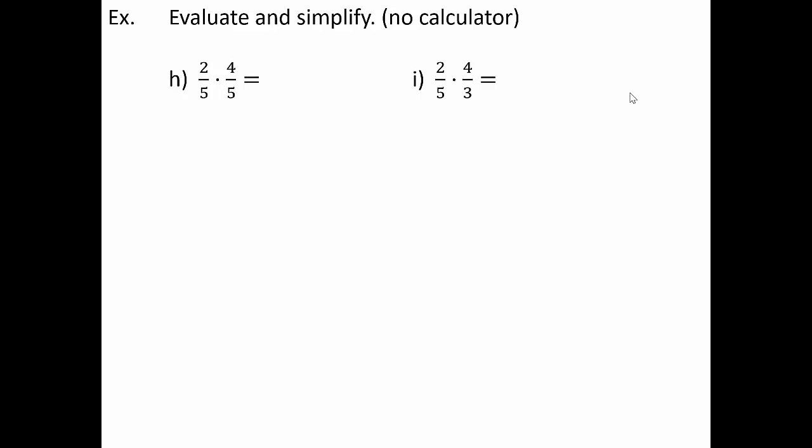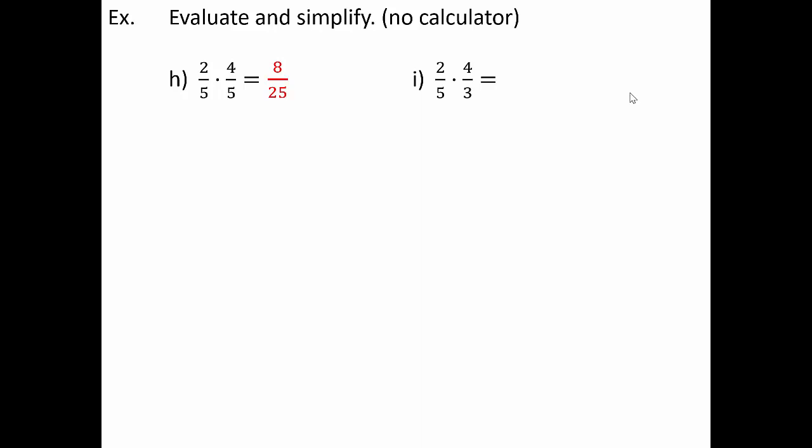So when I'm multiplying, common denominators are off the table. I do not need common denominators in order to multiply. When I'm multiplying fractions, just multiply straight across. 2 times 4 is 8, 5 times 5 is 25. But again, you're not done until you're done. Double check, 8 and 25.